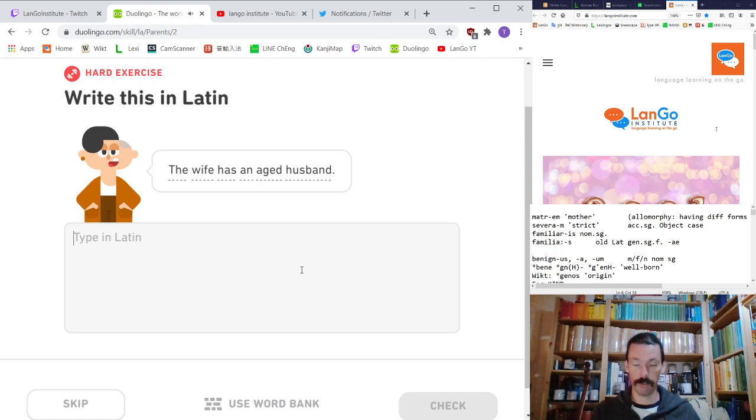The wife has. Uxor is the wife, she's the subject, nominative case. An aged husband is going to be maritum, accusative, and he's old, aged, seni. That's the stem, senil, and then the suffix is m, senilem. She has, verb last, habet. So your subject is going to be nominative. Here's your two-word object phrase, accusative. They agree: same number, same case, same gender.